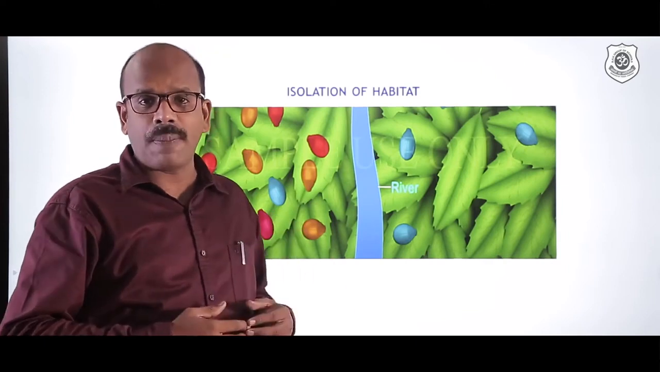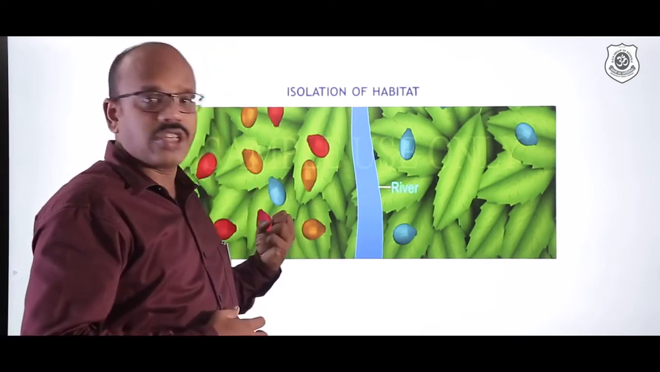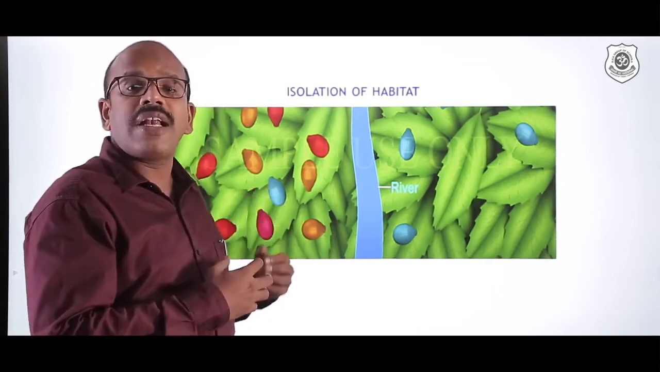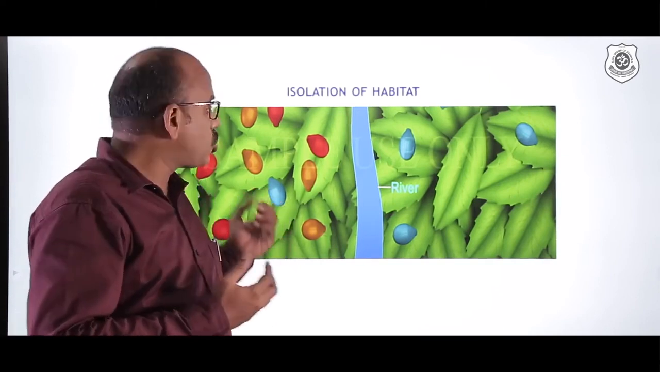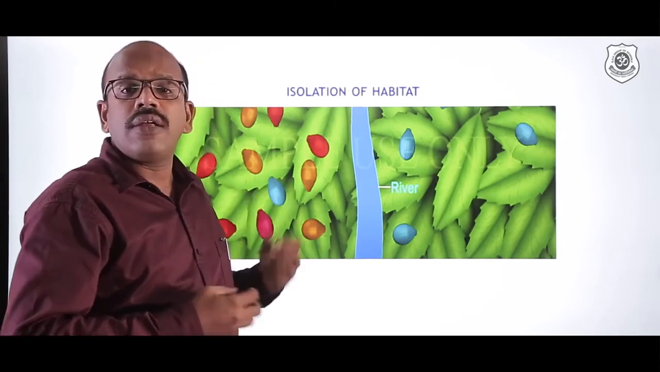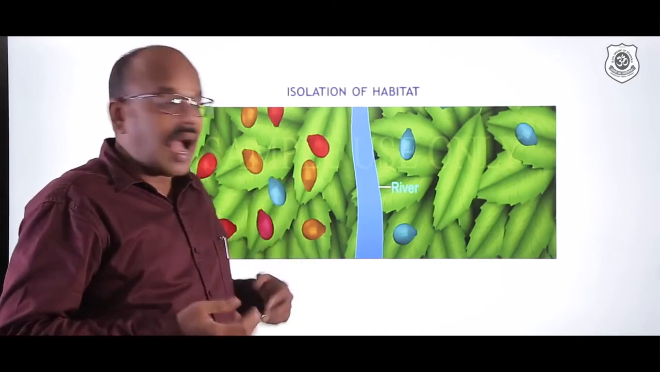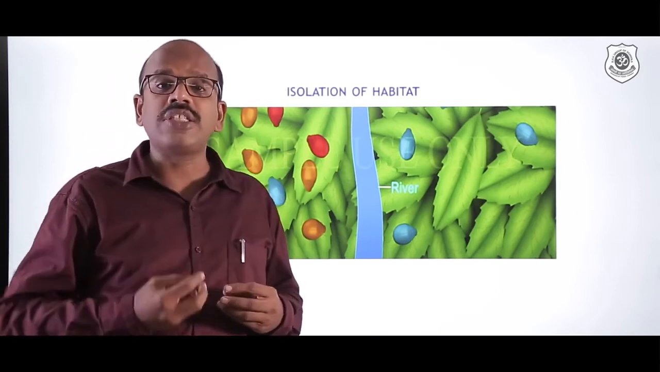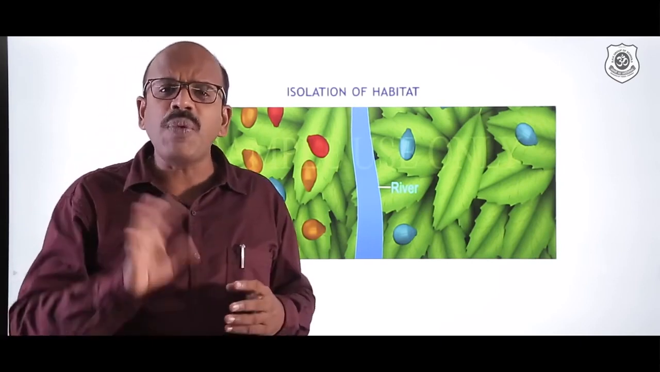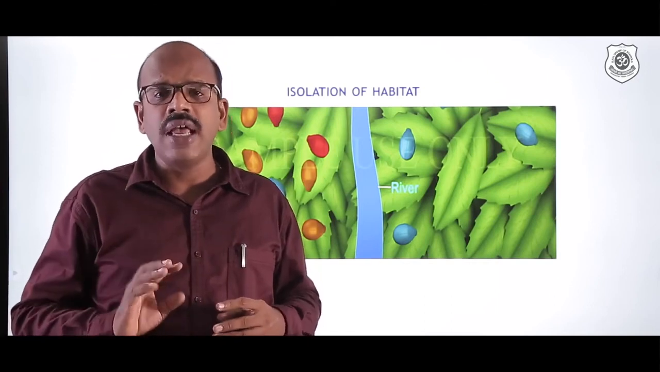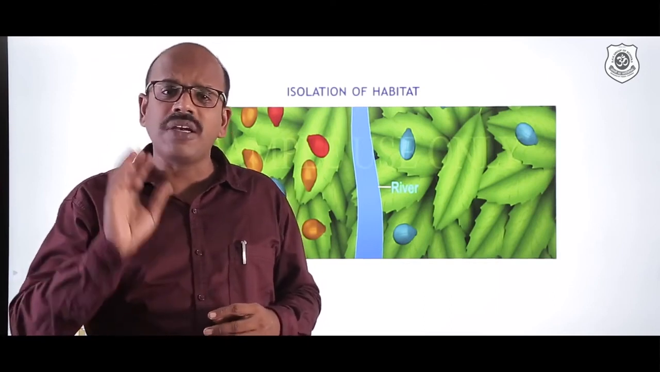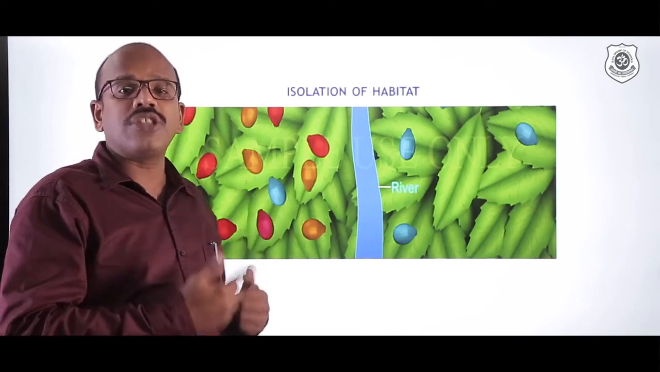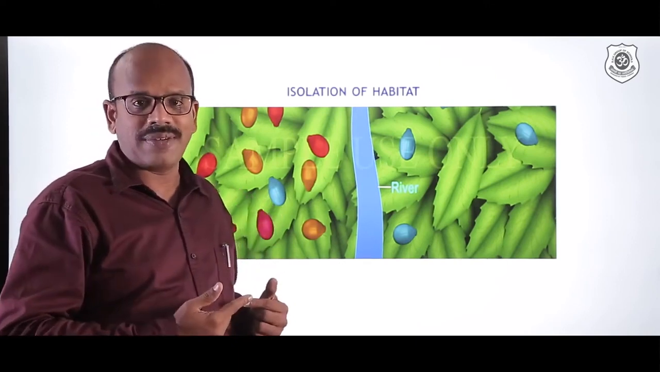In that case, what happens? This small population, we call them a subpopulation, will be completely isolated. And they start developing a lot of variations. And even among themselves, significant variations get accumulated. It will not happen in all the beetles. It may happen in a few beetles that are seen in this particular area. Because of that, what is going to happen?